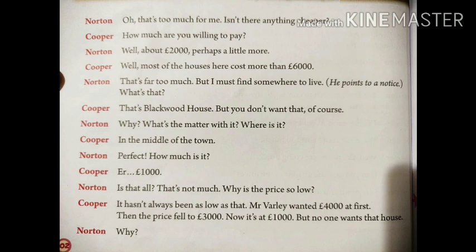Norton: That's far too much, but I must find somewhere to live. He points to a notice. What's that? Norton says the price is very high, but still he needs to find a house to live here in Overwood. He points to a notice and asks, what's that? Cooper: That's Blackwood House, but you don't want that, of course.